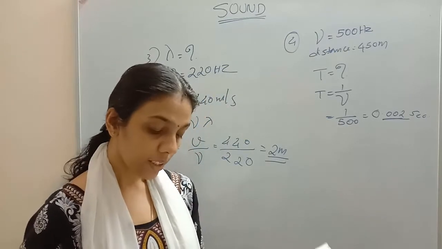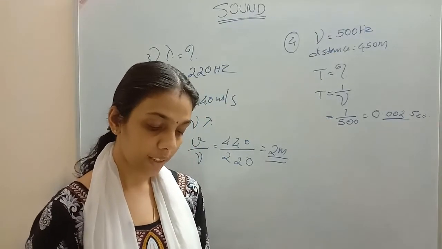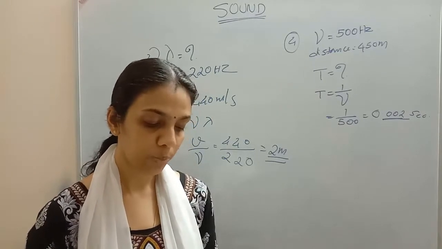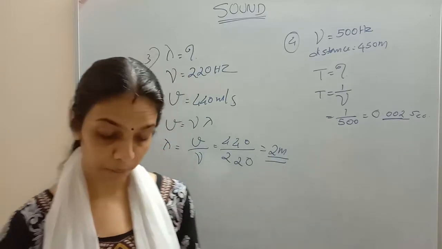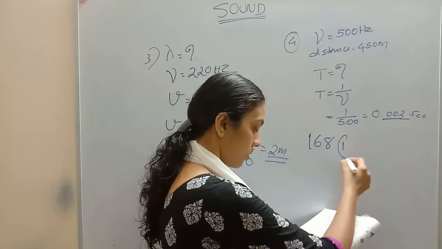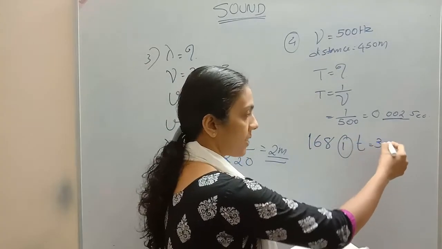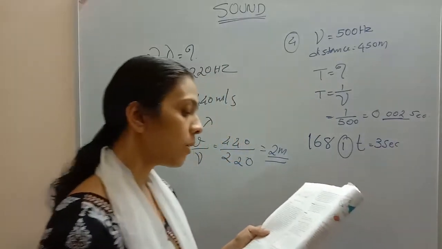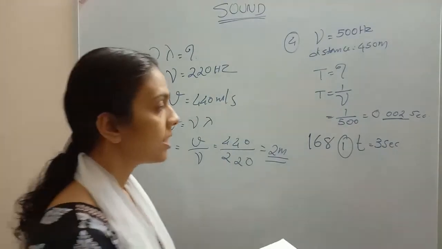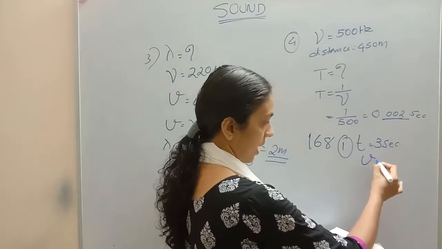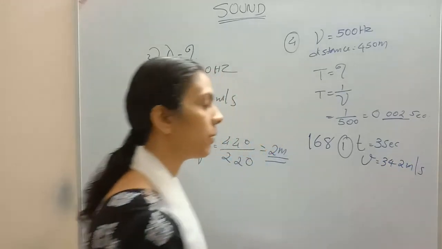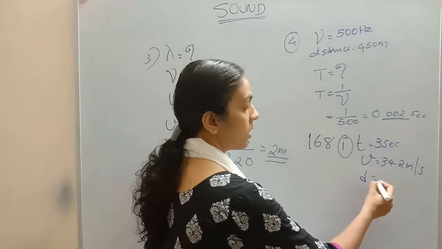So next is, an echo was heard after 3 seconds. What is the distance of the reflecting surface from the source, given that the speed of sound is 342 meter per second? It is from page number 168. An echo is heard after 3 seconds, so T is given as 3 seconds. What is the formula to find the distance?